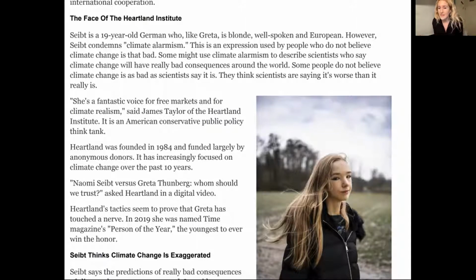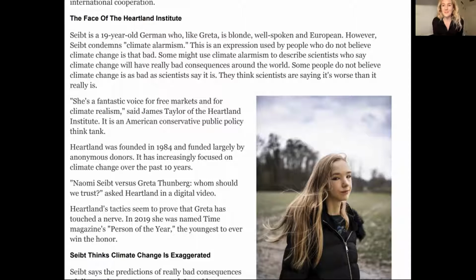Heartland was founded in 1984 and funded largely by anonymous donors. It has increasingly focused on climate change over the past 10 years. Naomi Seibt versus Greta Thunberg, whom should we trust? Asked Heartland in a digital video. Heartland's tactics seem to prove that Greta has touched a nerve. In 2019, she was named Time Magazine's Person of the Year, the youngest to ever win the honor.